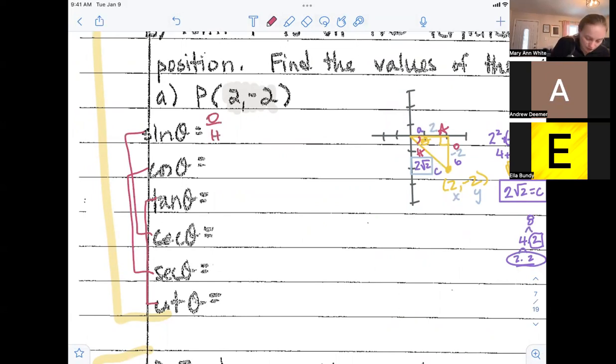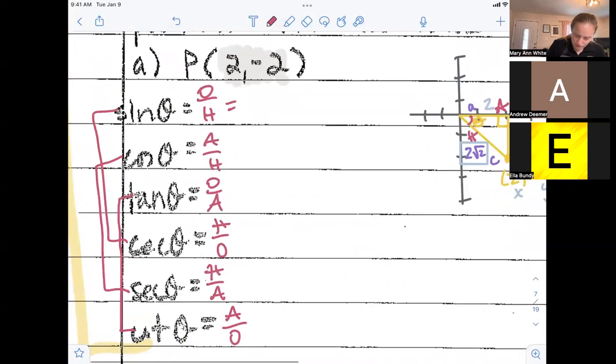Sine is O over H, cosine is A over H, tan is O over A, cosecant is the reciprocal of sine, so H over O, secant is the reciprocal of cosine, H over A, and cotangent is the reciprocal of tangent, A over O. So we're going to take our picture and find all of those.